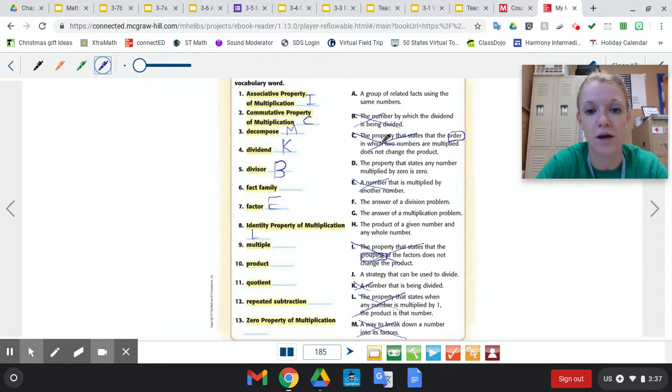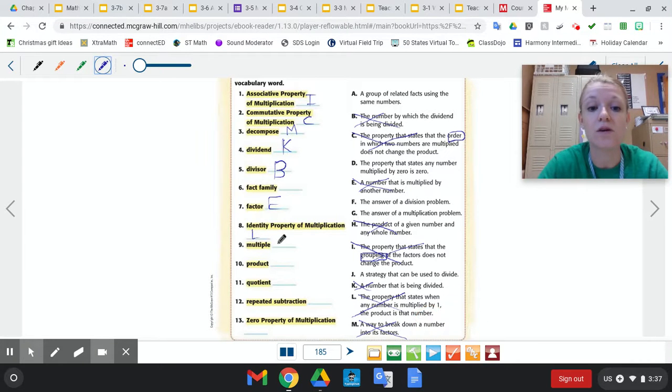Okay, a multiple. Let's see what's left. Okay, we got a group of related facts using the same numbers. We have the property, and multiple isn't a property. The answer of a division problem? No. Answer of a multiplication problem? No. The product of a given number and any whole number. Well, if I'm finding a multiple and I have a number and I'm multiplying it by another number, I'm finding the product. So the product of a number and any whole number.